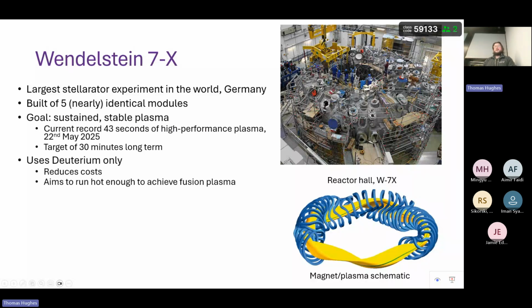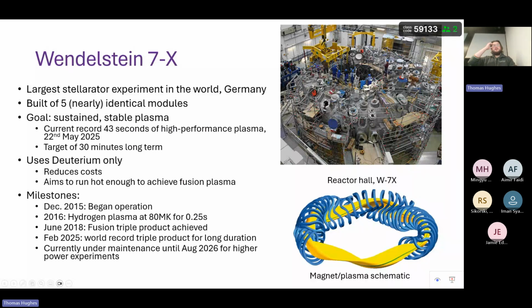This particular experiment only uses deuterium, basically to reduce costs and radioactivity slightly, because tritium is radioactive and it's very, very expensive, and it aims to run hot enough to achieve fusion plasma. We'll go on to that a little bit later, but generally means much hotter.